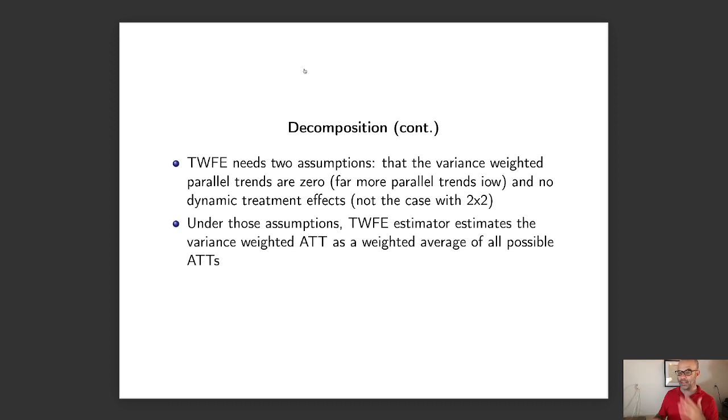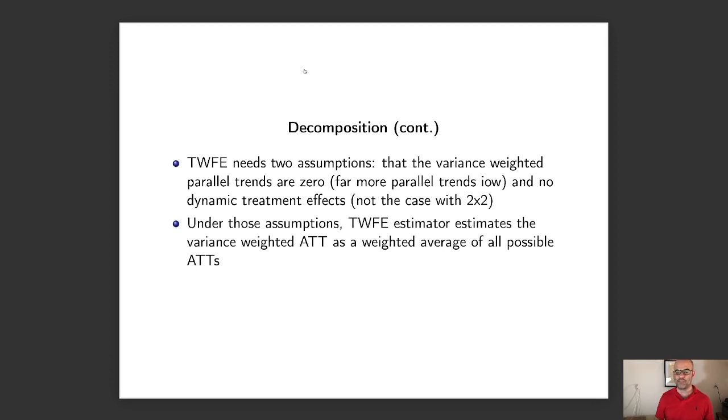So now we have a new version of a parallel trends assumption. Before we had parallel trends, then we had conditional parallel trends with covariates. There are not going to be any covariates in what I'm going to discuss today, but without covariates, you're going to need variance-weighted parallel trends to be zero. That's a new one, and we're going to see what that is. And you're going to need no dynamic treatment effects. That actually was not the case with the 2x2. The 2x2 did not put any limits on the dynamics.